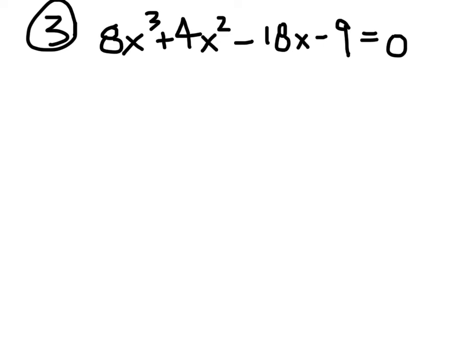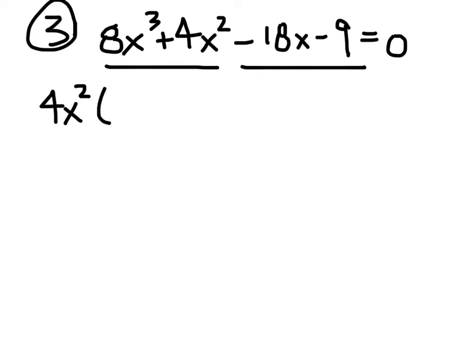Lastly, we look to factor by grouping. So I'm going to take a GCF out of the first two and the second two terms. The GCF of the first two terms will be 4x squared, and when I divide 8x cubed by 4x squared, I would get 2x, and when I divide 4x squared by 4x squared, I get 1.